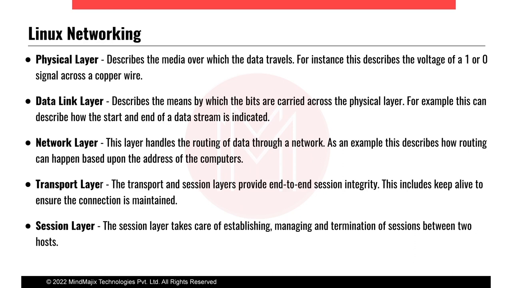Now we'll check the data link layer. The data link layer is layer 2, the second layer of the OSI model, and it mainly consists of the MAC address. Whatever the layer 2 protocols, commonly we call switches layer 2 devices.